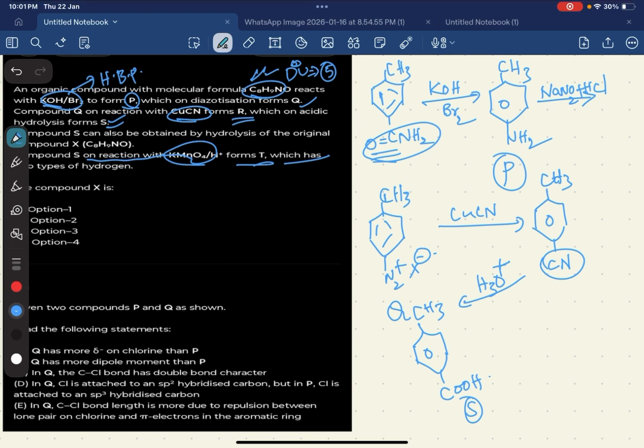What they are saying is, this reactant, whichever is taken initially, over complete hydrolysis we will get this. So what is the result? The answer will be methyl benzoic acid. So accordingly we can find the answer.